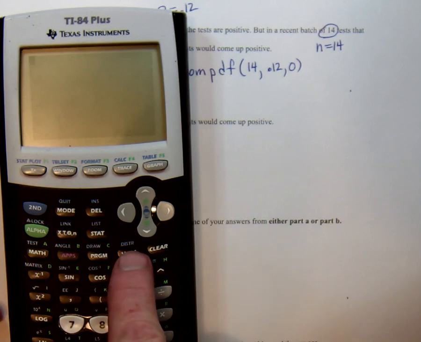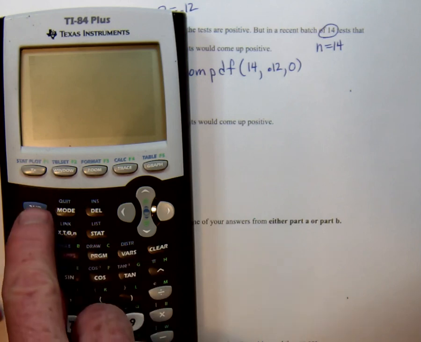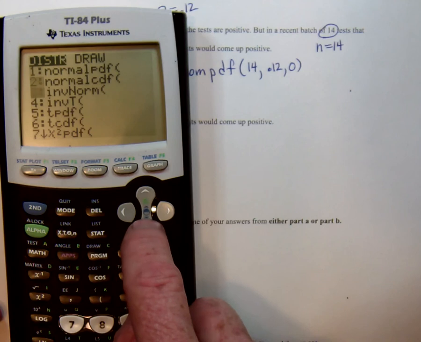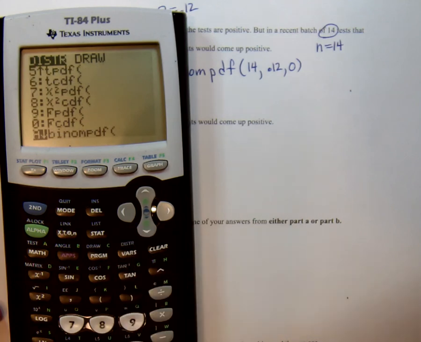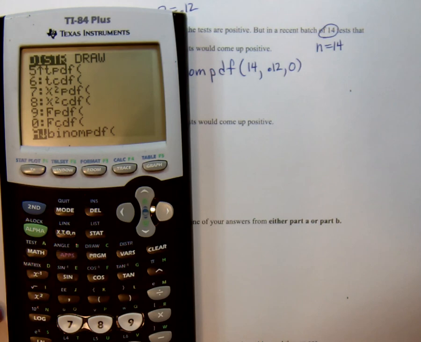So over here under distributions, that's where you find the binomial. So go down, I think it's about the 10th one, the 11th on my calculator. Binomial PDF.